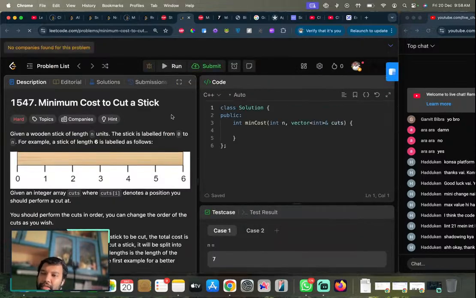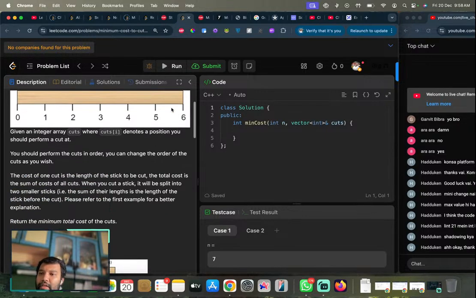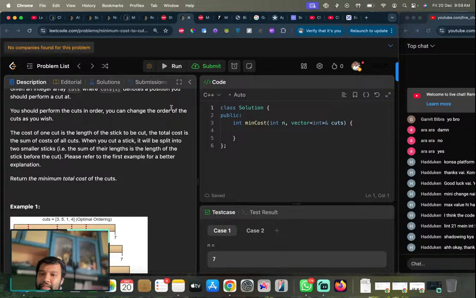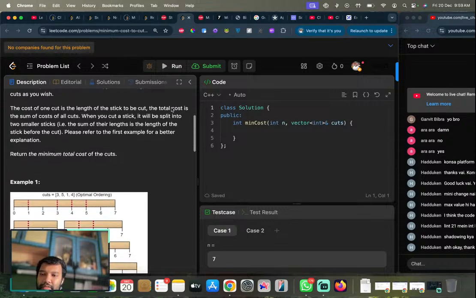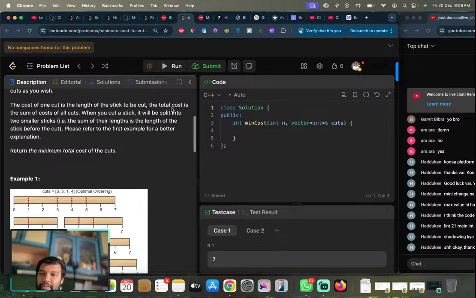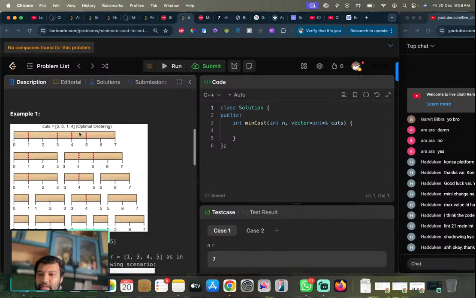Min cost to cut a stick. Given a wooden stick of length n units, the stick is labeled from 0 to n. For example, the stick is of length 6. Given an integer array cuts, where cuts of I denotes the position you should perform a cut at. You can change the order of cuts as you wish. The cost of a cut is the length of the stick being cut. The total cost is the sum of all cuts. When you cut a stick, it splits into two smaller sticks, and the sum of their lengths is the length of the stick before.